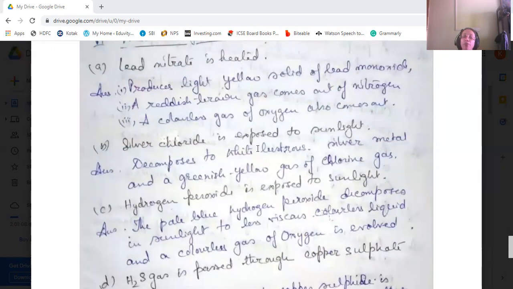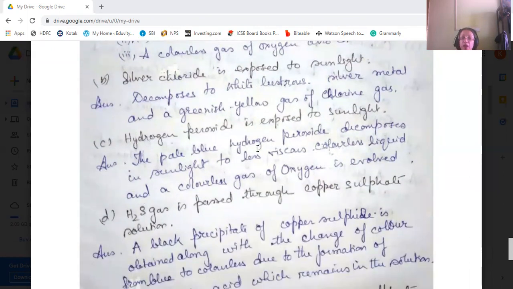Then silver chloride, when exposed to sunlight, decomposes to white-gray, lustrous silver metal, and a greenish yellow gas of chlorine is formed. Then hydrogen peroxide, when exposed to sunlight, decomposes to a less viscous, colorless liquid, that is water, and a colorless gas of oxygen is evolved.